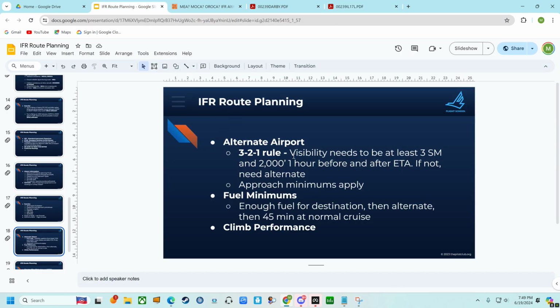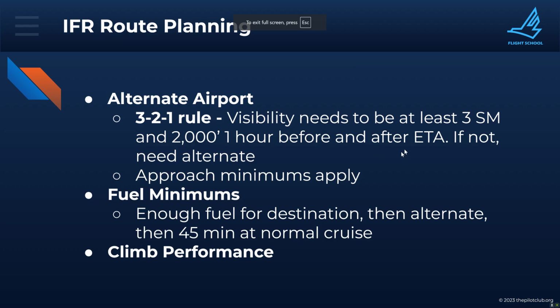Okay. Fuel minimums. So obviously if you're going to have an alternate, or even without an alternate, fuel minimums, you have to have enough for your destination. And then if you're doing an alternate, and then 45 minutes at normal cruise speed. So it's enough fuel for your destination plus your alternate, and then an additional 45 minutes at normal cruise.